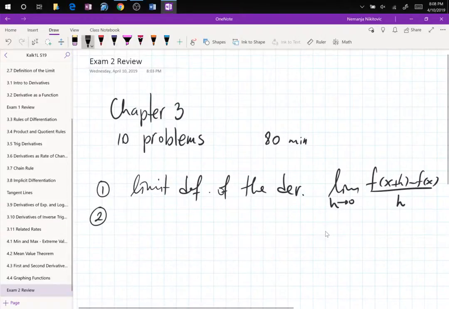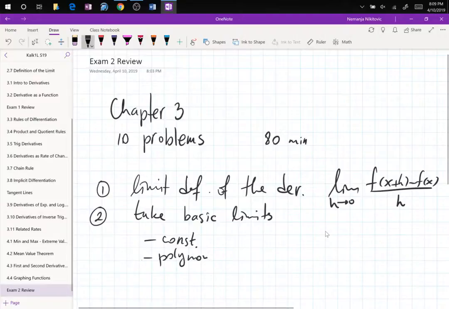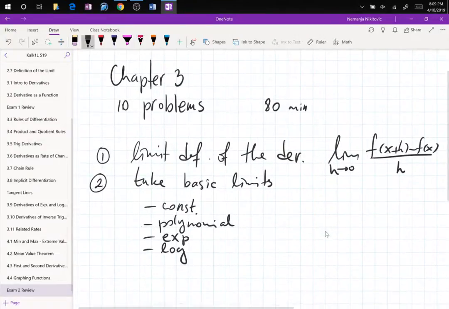Number 2, take basic limit. Constant, well, that's a 0. Polynomial, exponential, log, trig. So these are all the basic ones.